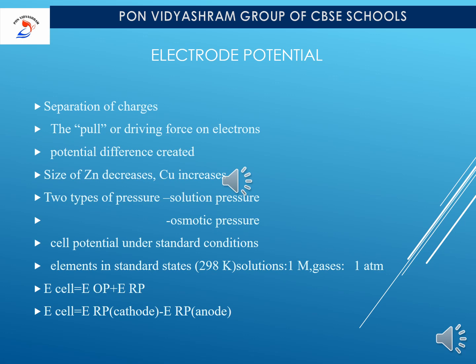Electrode potential, separation of charges, the pull or driving force of electron. Electrode potential develops due to separation of charges. In galvanic cell, we have discussed the potential difference created at the zinc electrode after donating electron. So now the weight of zinc electrode keeps decreasing. And on the other side, copper starts collecting around the copper electrode after gaining electron. So what will happen? Size of copper electrode increases.